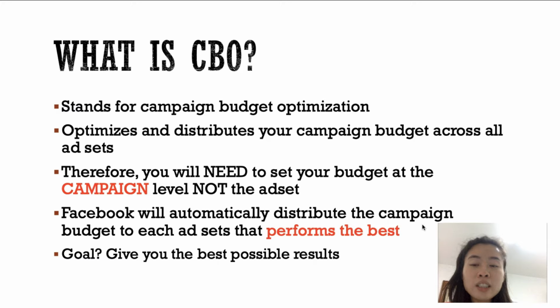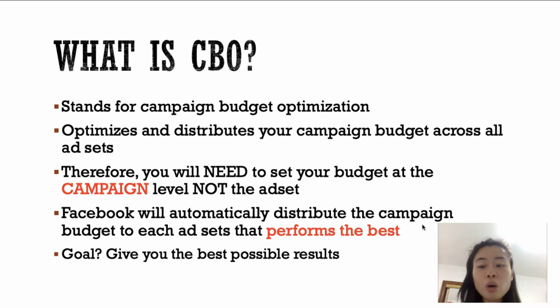First off, what is CBO? It stands for, like I said, Campaign Budget Optimization. Basically, Facebook will optimize and distribute your campaign budget across all ad sets. Therefore, you'll need to set your budget at the campaign level, not the ad set level. Before, we could set our budget per ad set and go up and down based on different ad sets and different interest groups. But right now, we can only adjust our budget at the campaign level. That is the new big change with Facebook.